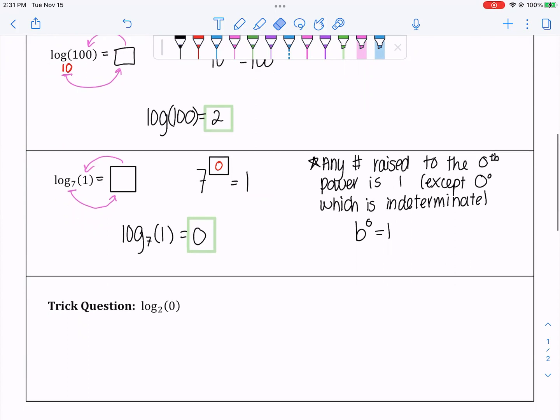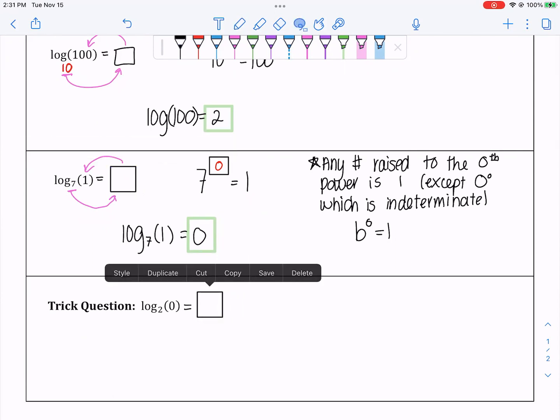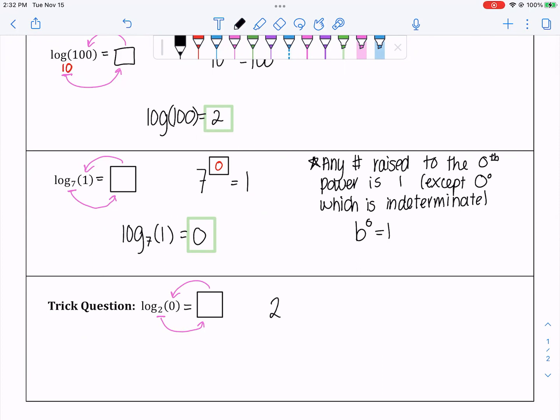So then here's kind of a weird one. This is a trick question. Log base 2 of 0 is what? Start at the base, across the equals, back again. What exponent do we need to raise 2 to in order to make it 0? 2 to what power gives you 0? Keeping in mind, we already covered what happens if you make 0 the exponent. 2 to the 0 is 1, so don't tell me it's 0. It can't be 0. That gives you 1.